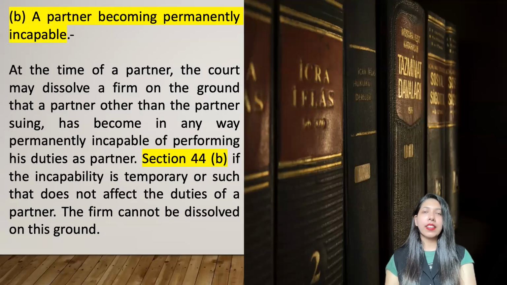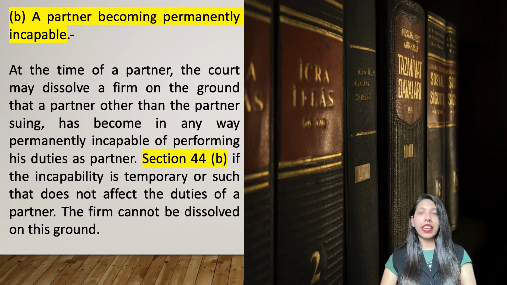And the next one is based on Section 44 subclause B, and that is a partner becoming permanently incapable. For example, a partner met with an accident and became permanently incapable. Permanently incapable doesn't mean a fracture or anything like that. It means the person cannot function, like he went into a coma or something like that. It's permanent, there is no coming back. So if that is the situation, that is the meaning of permanently incapable.